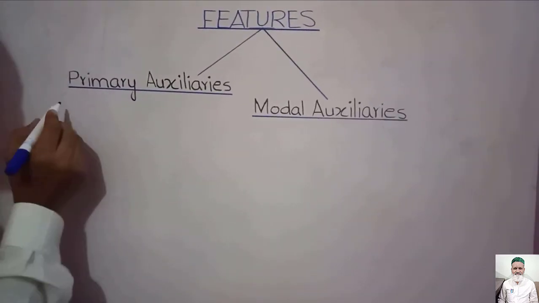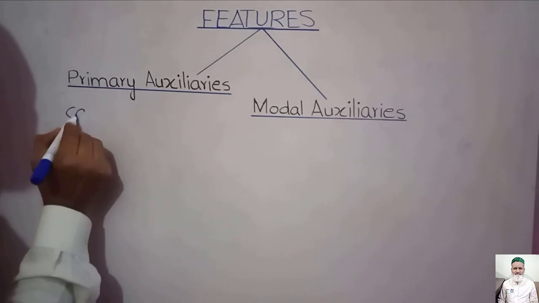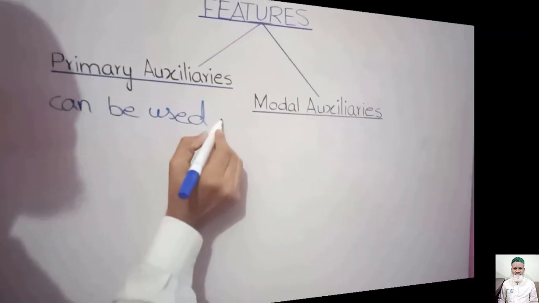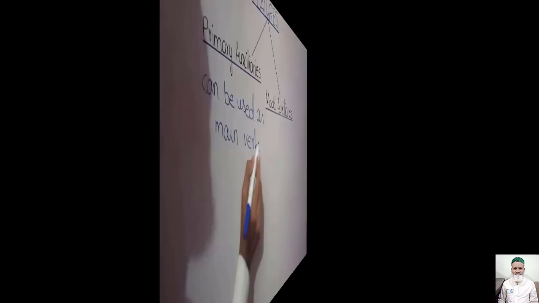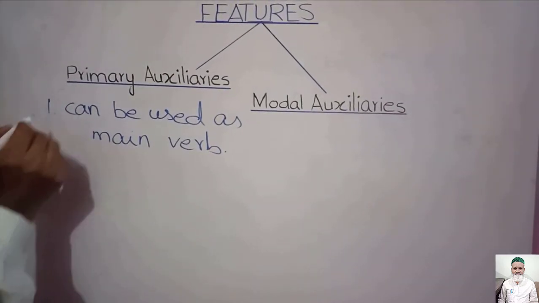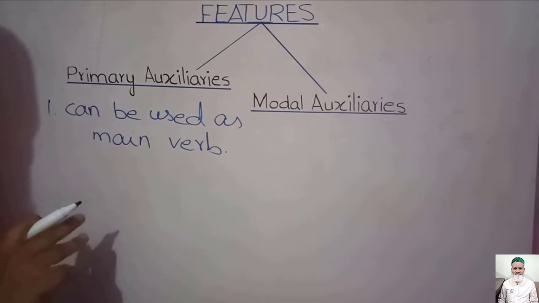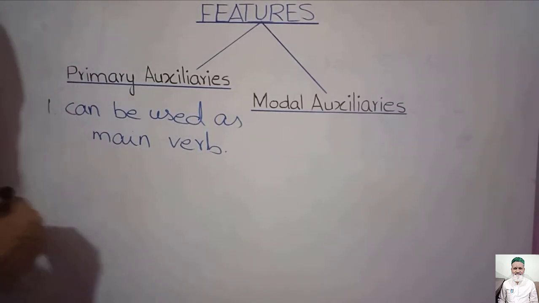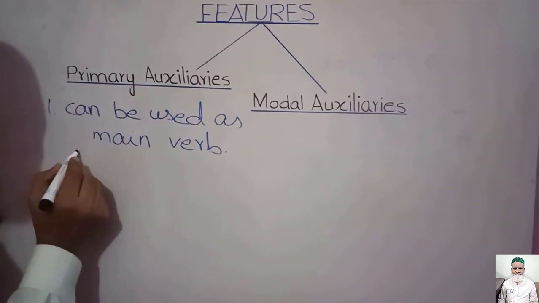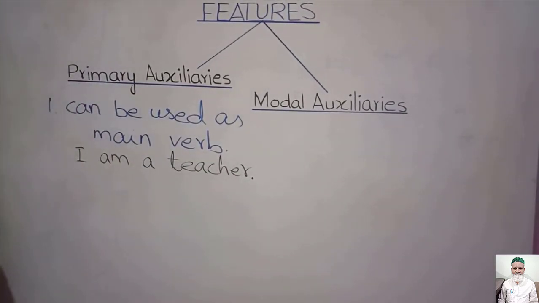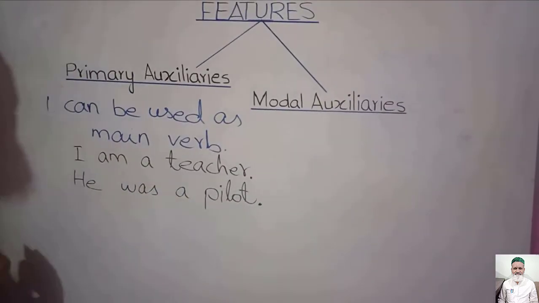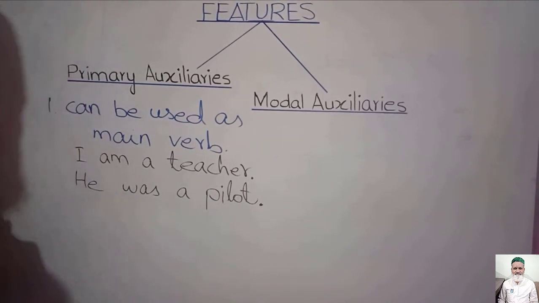Primary auxiliaries can be used as main verbs also. For example, I am a teacher. He was a pilot.